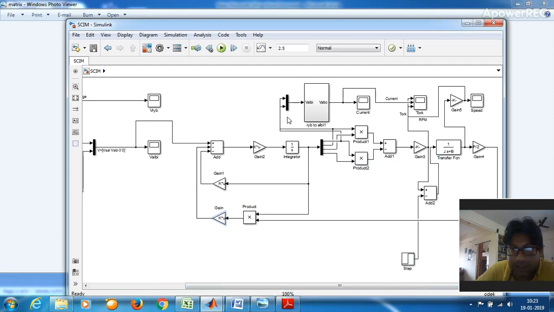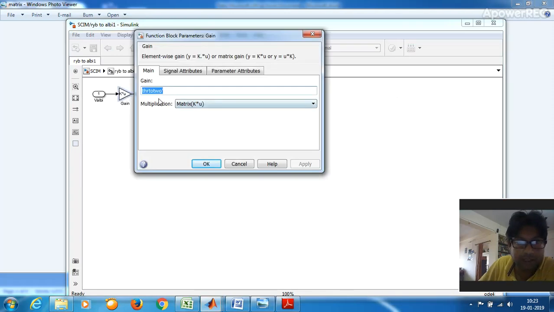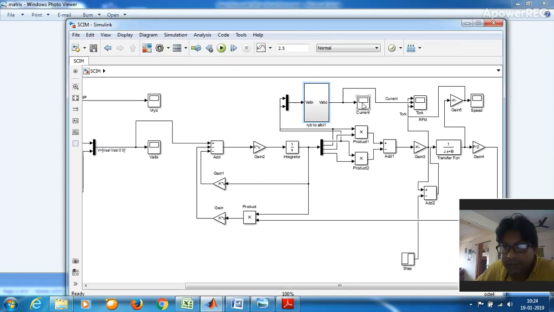So that current I am taking here, and again it is converted from two phase to three phase. So here you see I have used the transpose of that. That's why this inverted comma is called transpose.